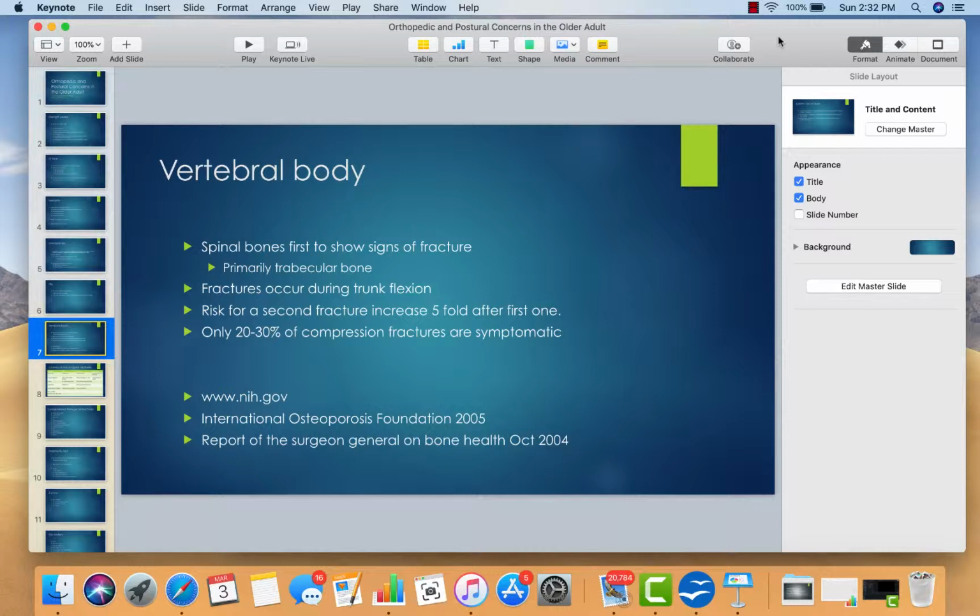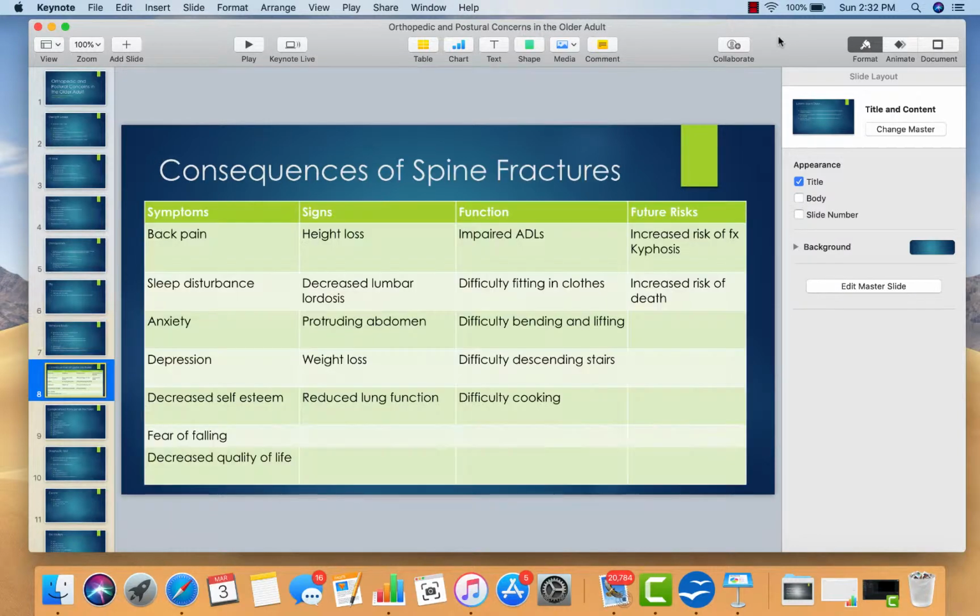Of course, these facts come from the National Institute of Health and the International Osteoporosis Foundation and the report of the Surgeon General on bone health.